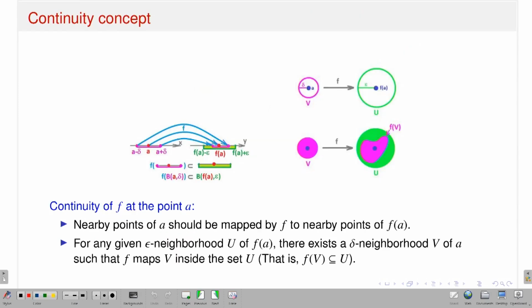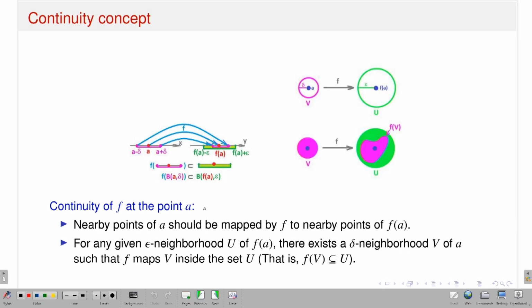Okay. So, this is another way I can think about the concept of a continuous function, again for real valued functions of a real variable. Whatever epsilon delta definitions I have given, a similar thing you can see pictorially. What I am trying to say is that if I have a function from some subset S of R to R, and I want to talk about the continuity of f at the point a, then in language you can say that nearby points of a should be mapped by f to nearby points of f of a.